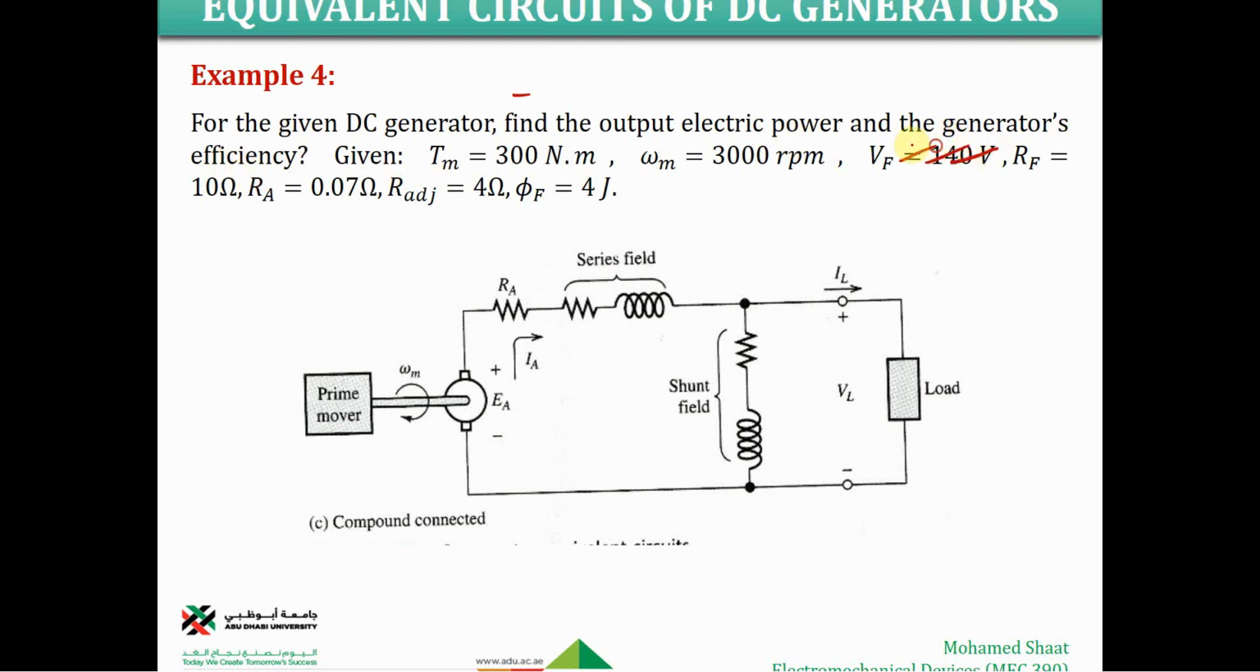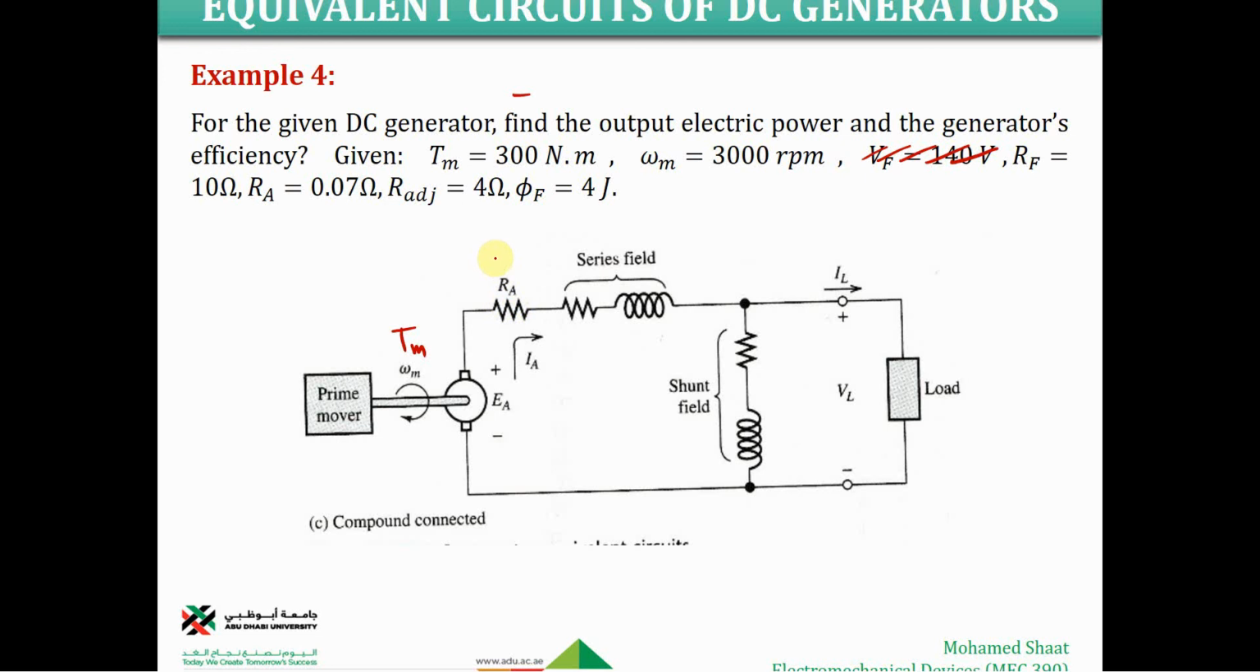Again, there is no need for VF here. This VF was not given because we weren't going to use it here, and instead we're going to receive everything through the mover or the prime mover that is going to give the torque in addition to the omega, which is the speed, and this will produce some voltage over the armature of the generator, and in the meanwhile it will produce IA. So this IA and EA will be related to the Tm and omega m, and this armature current will go through the RA, which is the armature resistance.